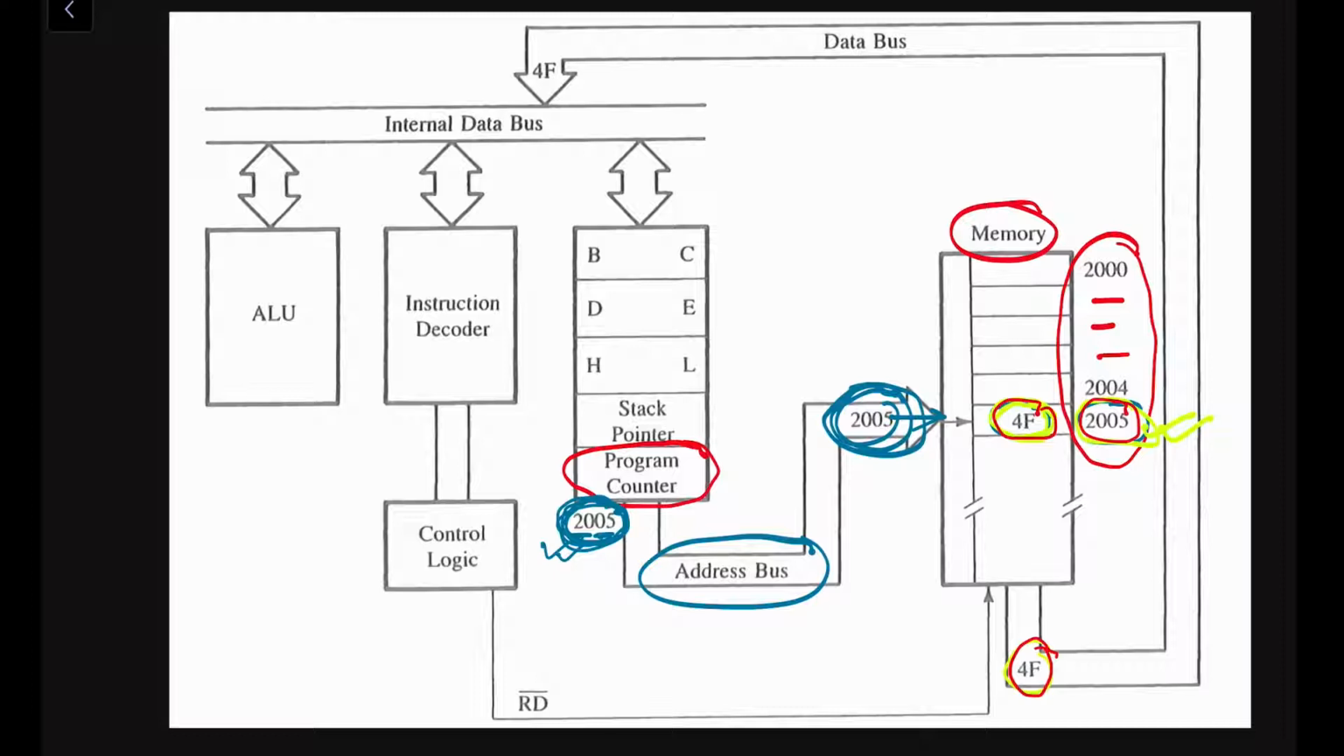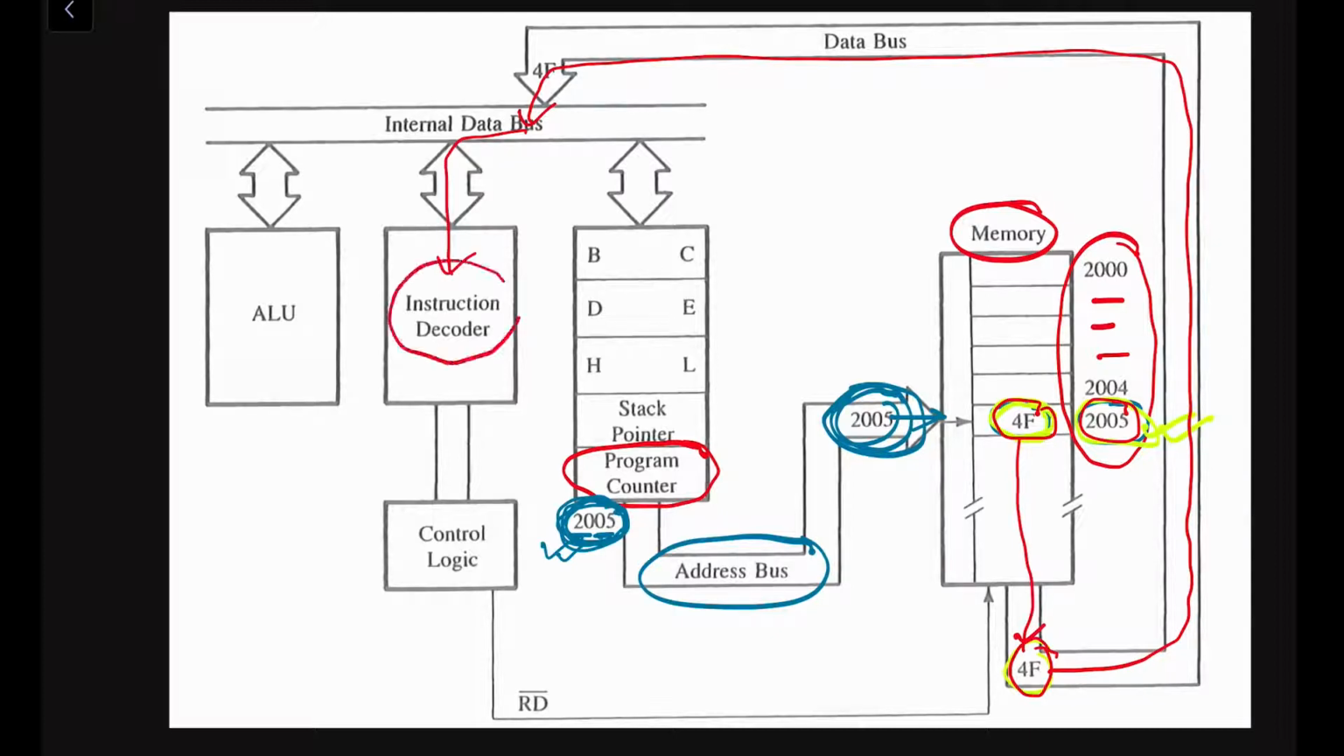This content will come through this path, and this is the data bus. Through this data bus, it will come to the internal data bus of the microprocessor. This code will come to the instruction register, and the instruction decoder will decode the code and perform the various operations. So this is the basic of the opcode fetch operation.